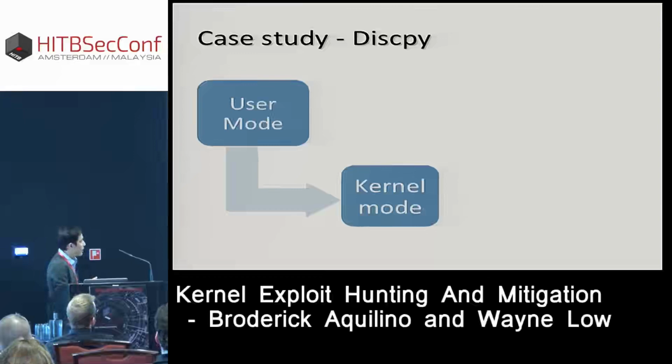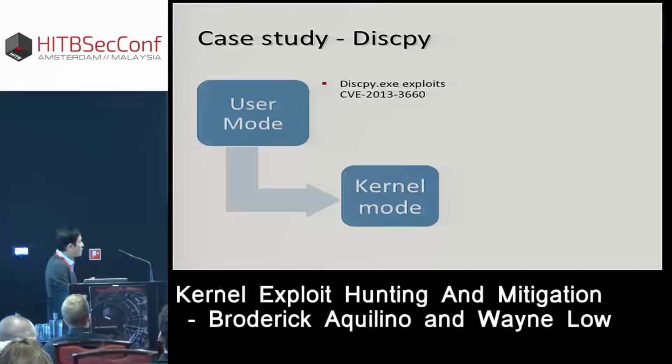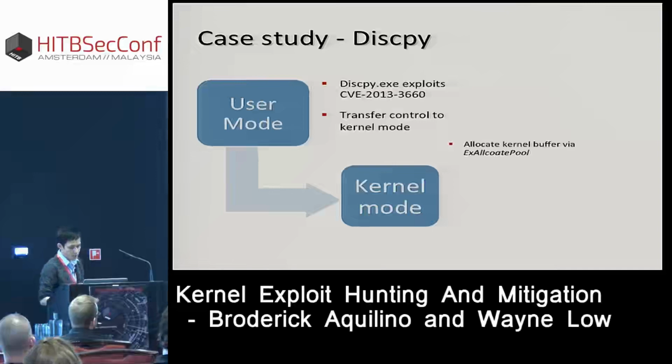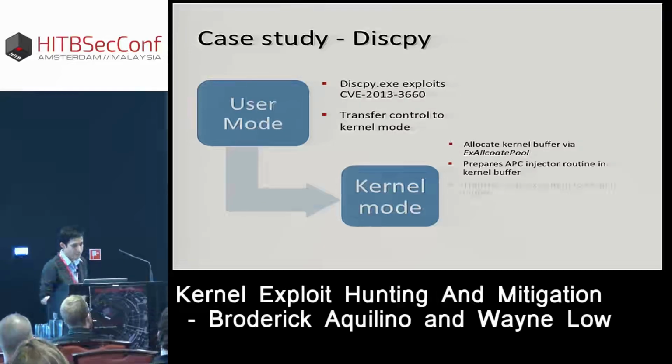This is the workflow of the post-kernel exploit payload used by DSpy. The DSpy malware will first exploit the vulnerability specified in CVE-2013-3660. After successfully exploiting the vulnerability, it then transfers control to kernel mode. In kernel mode, it will first allocate the kernel buffer with ExAllocatePool. After the kernel buffer is ready, it then writes and prepares an APC injection routine into the kernel buffer that it allocated previously. After that, it transfers the code execution to the kernel buffer.